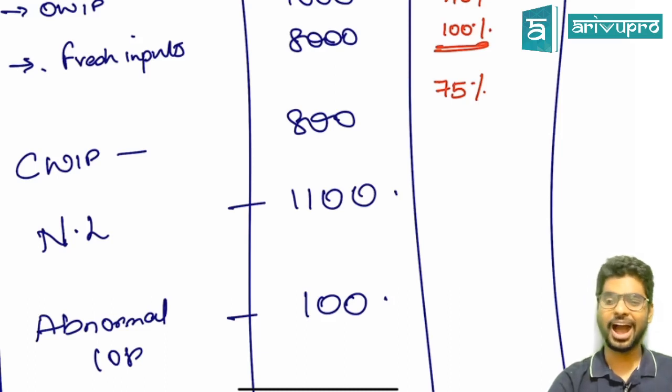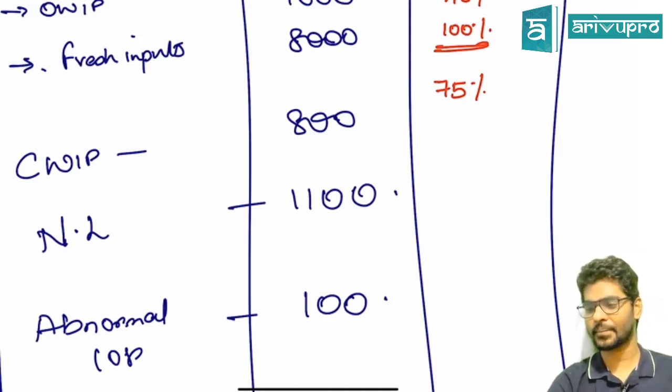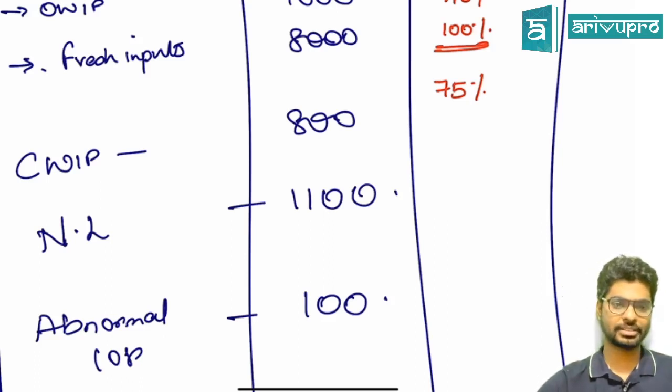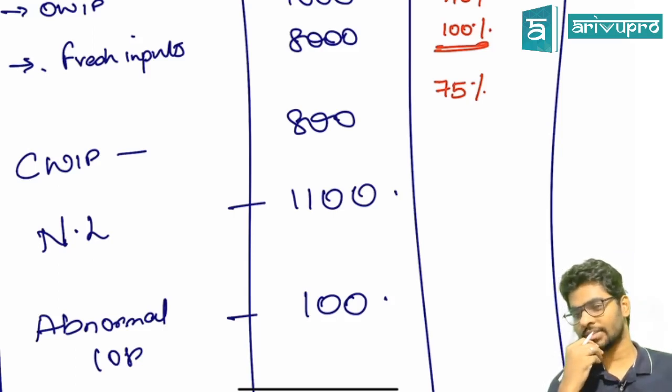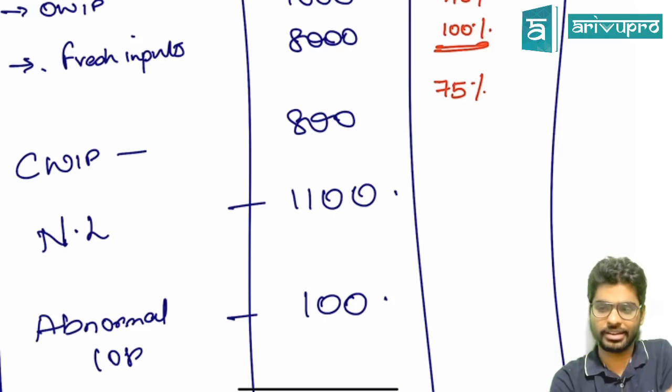Normal loss, how much percentage did you complete this year? 100%? Okay, everyone tell me this. How are you going to absorb the normal loss? Normal loss is transferred to costing P&L, or normal loss is absorbed by the good units. A or B? Second one, right?